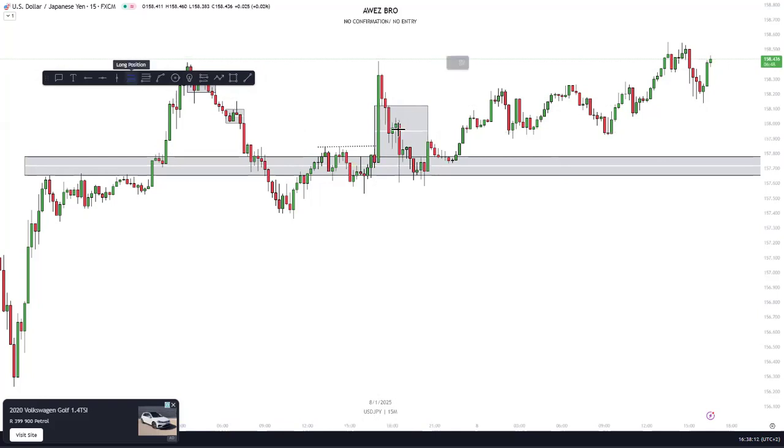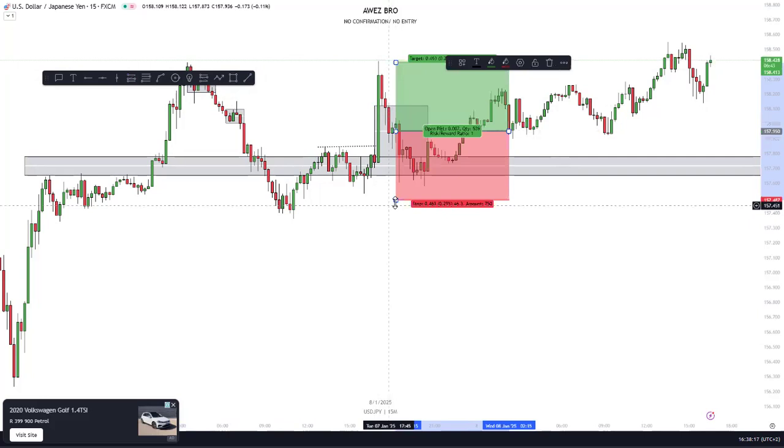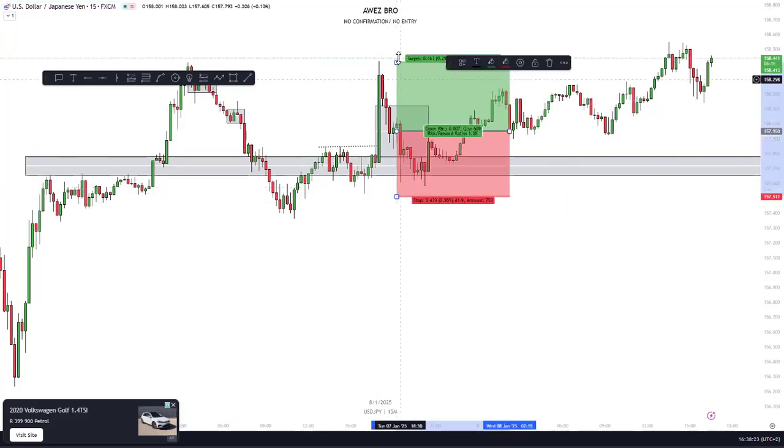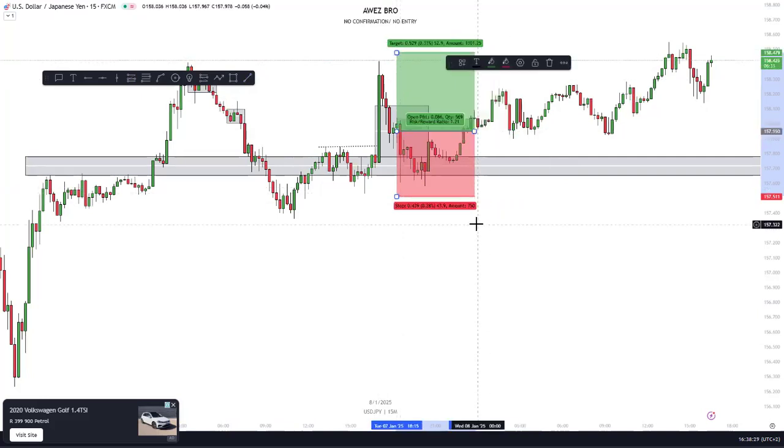You see, 50% of the fair value gap. Then my stop loss is going to be where? This low over here. Then target, I don't know, target higher. So a 1:2 risk reward ratio.